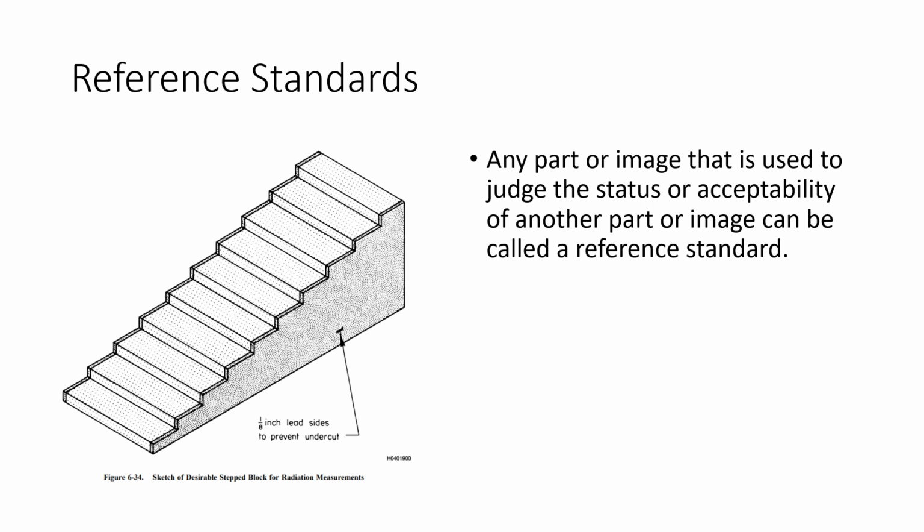Now, a reference standard would be something that we use to judge the status or acceptability of another part. So a lot of times we'll have like this stair step. We can use that to measure the radiation that's getting to a piece of film. So we'd shoot an X-ray of this, and then there'd be different levels of darkness or lightness on the radiograph, and that would give us a standard that we can work with.